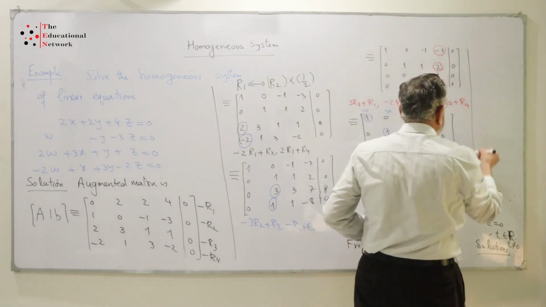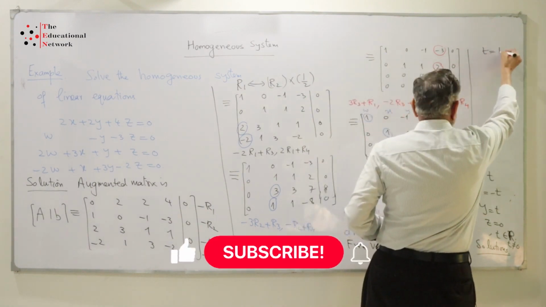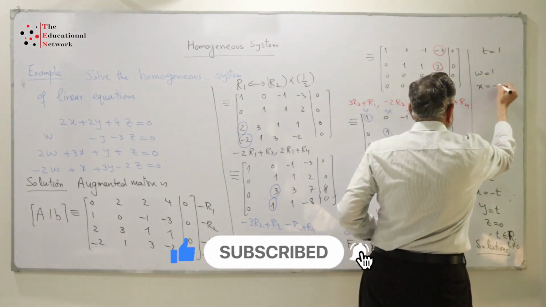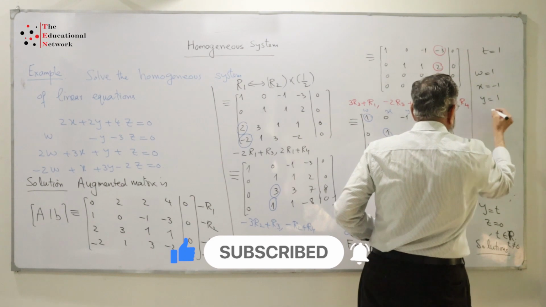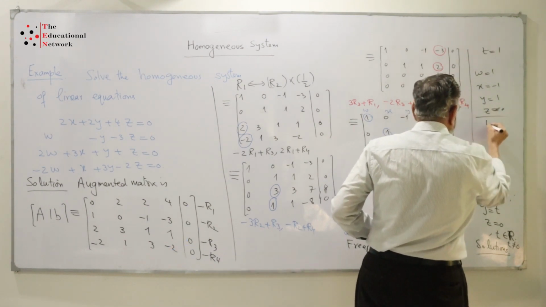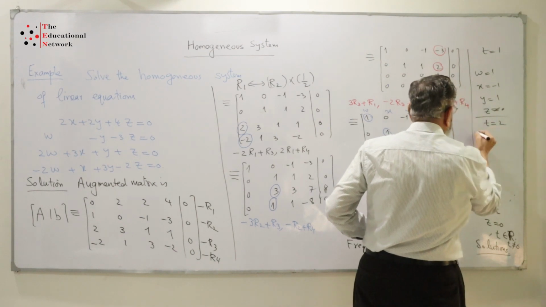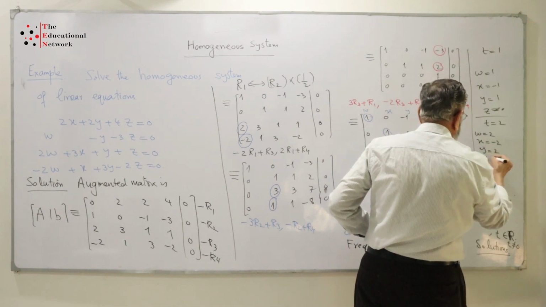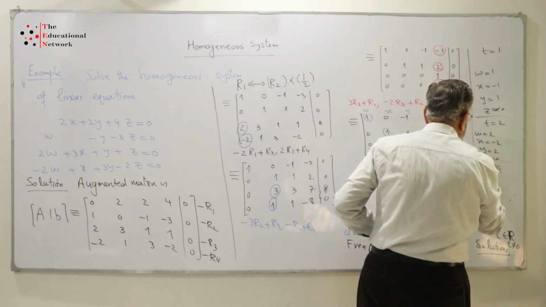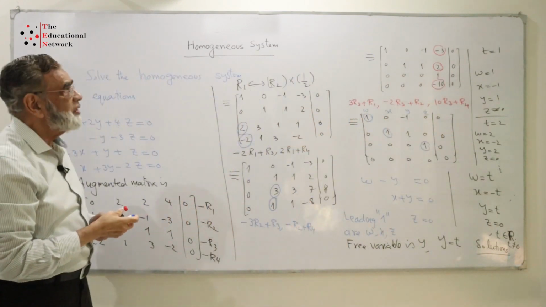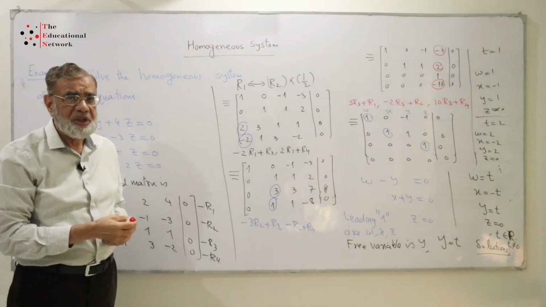For example, I can take t equal to 1. So my solution will be W equal to 1, X equal to minus 1, Y equal to 1, and Z equal to 0. Similarly, I can take t equal to 2. So we get W equal to 2, X equal to minus 2, Y equal to 2, and Z equal to 0, and so on. So in this case, we have many solutions, and this is the idea for solving a system of equations in homogeneous form.